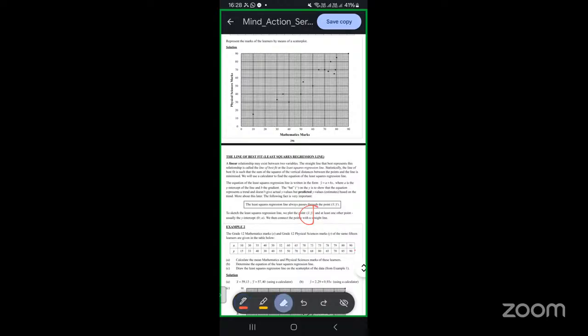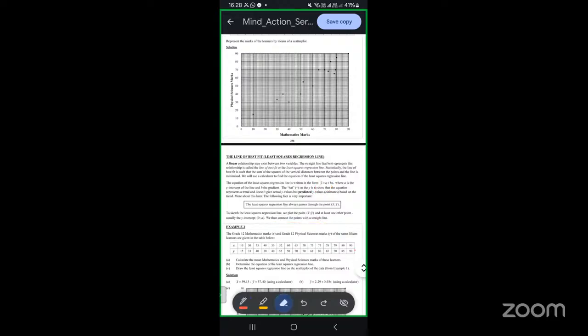Then the second one is obviously going to pass through that constant a, the y-intercept, so it will automatically pass through that point. So now you have 2 points that you can join. One is from the means, and you also join this constant here. Are you now okay with that? Yes, sir. Then they say you connect the 2 points with a straight line, and now you have got the line of best fit.